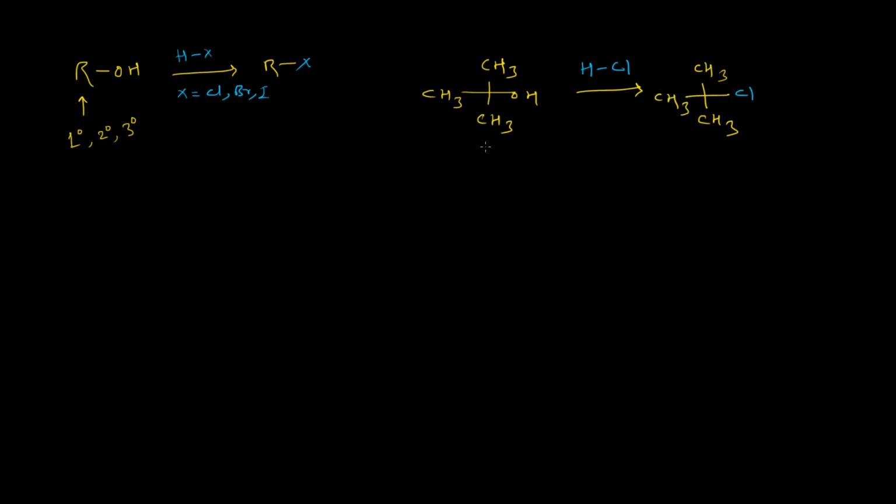In the same way, we can convert this alcohol into the corresponding bromide by simply treating it with hydrobromic acid, although this time we have to perform the reaction in boiling condition. Why boiling condition, I will discuss, and we will get our desired product, which is tertiary butyl bromide. And in the same way, we can get the corresponding iodide by treating this alcohol with hydroiodic acid, also in boiling condition.